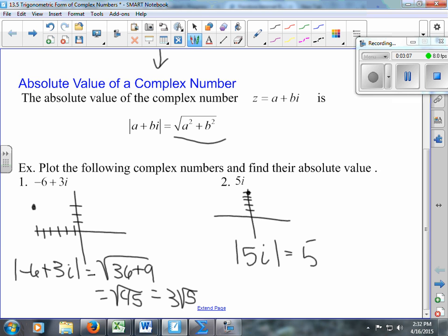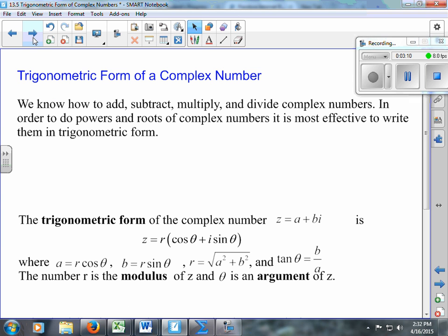Okay, that was just a little review of complex numbers. Now let's talk about the trig form of a complex number. Not a lot of people see this. It's an interesting branch of math, and it's going to be pretty fun. We already know how to add, subtract, multiply, and divide complex numbers, but today we're going to learn how to do powers and roots. For example, we're going to learn how to do -2 plus i to the 7th power.